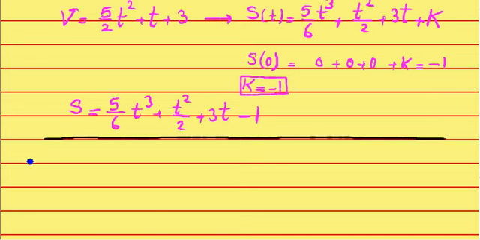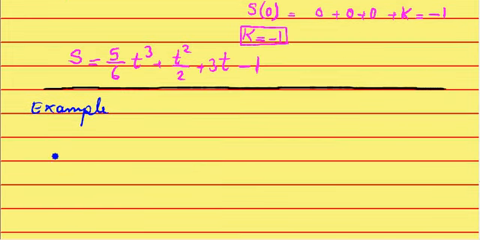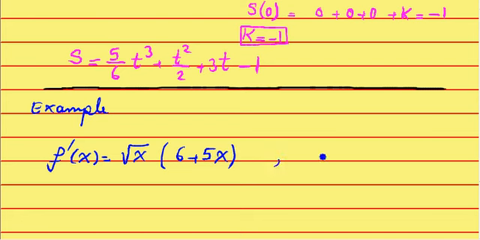The problem could be posed in a variety of languages. Here I use the following language. It might tell you that f prime of x is given. For example, that could be radical x times 6 plus 5x. Some initial information might be given to you about the function. For example, it might say f of 1 is equal to 10. The objective is to find the function f. Who is f?